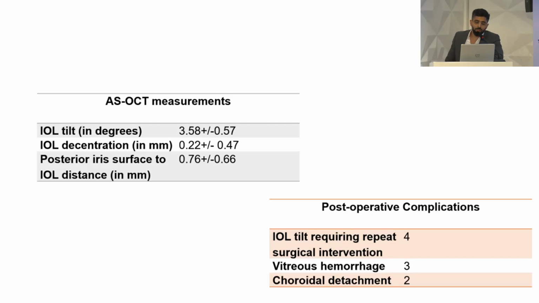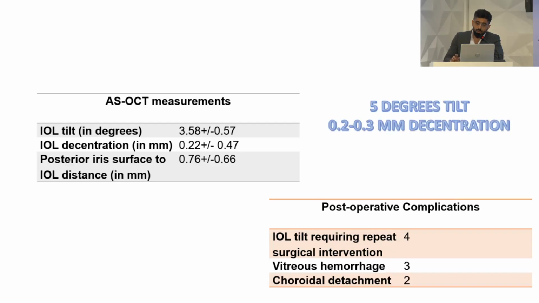Now coming on to the important aspect of the study, what were the AS-OCT measurements. The IOL tilt in degrees was roughly 3.58. The IOL decentration in millimeters was 0.22, and the distance of the IOL from the posterior iris surface was about 0.76 millimeters. If you review the literature, about 5 degrees of IOL tilt and about 0.2 to 0.3 millimeter of decentration is clinically tolerable to the patients.